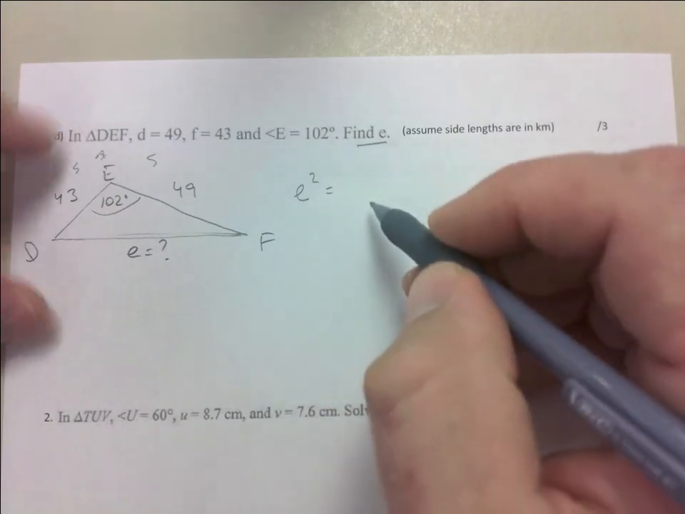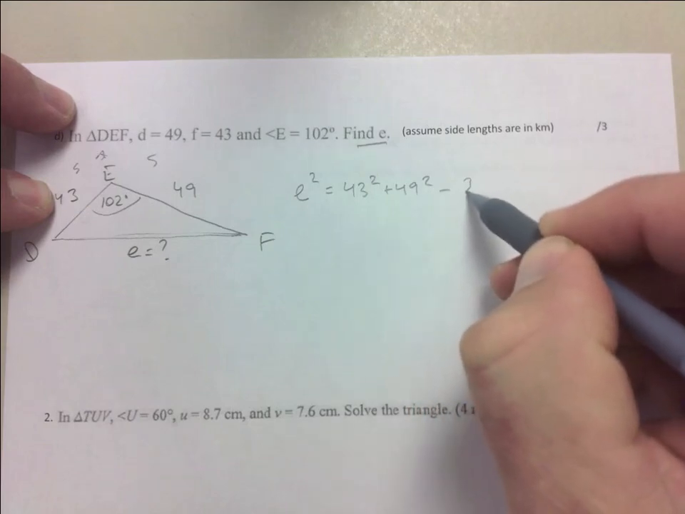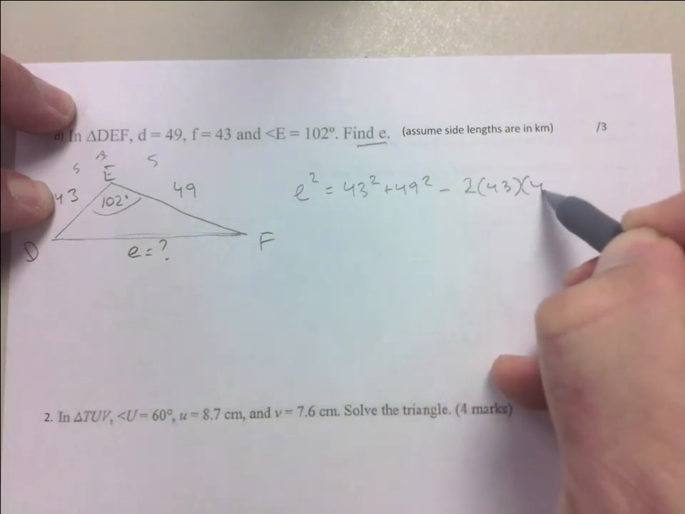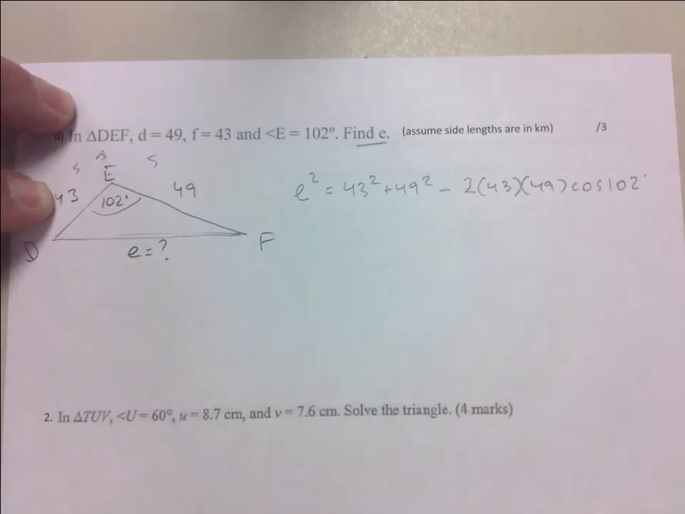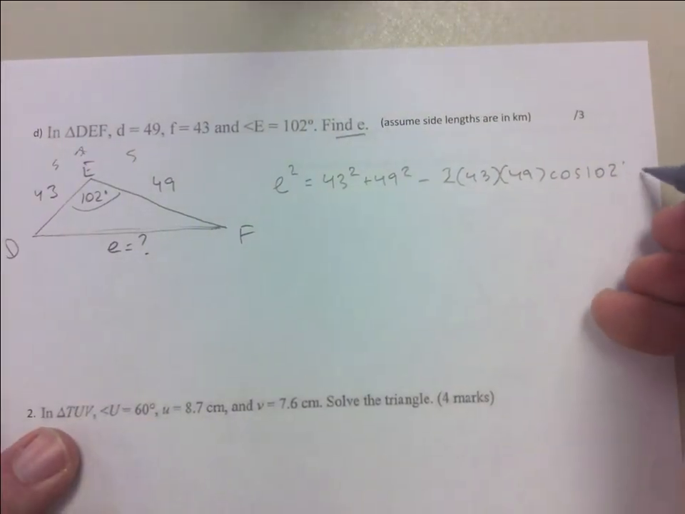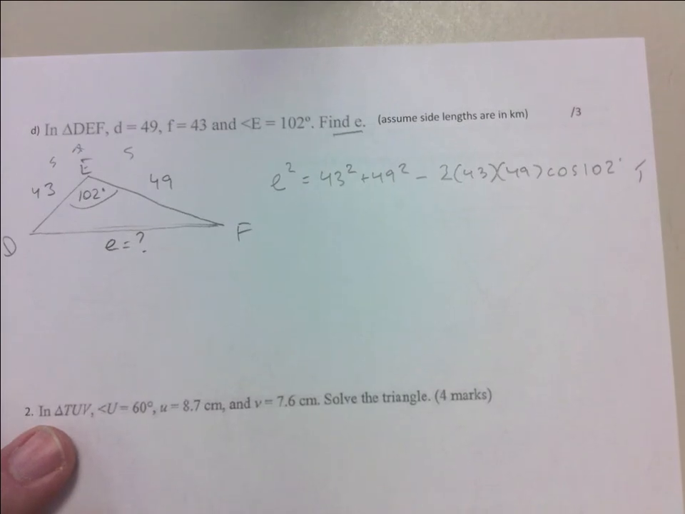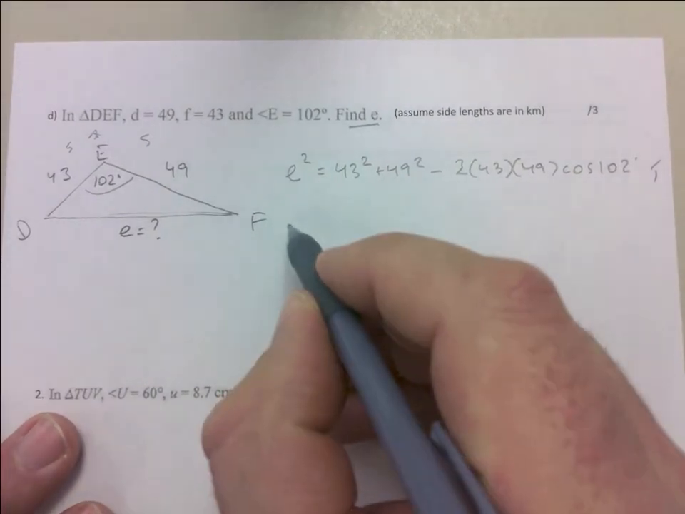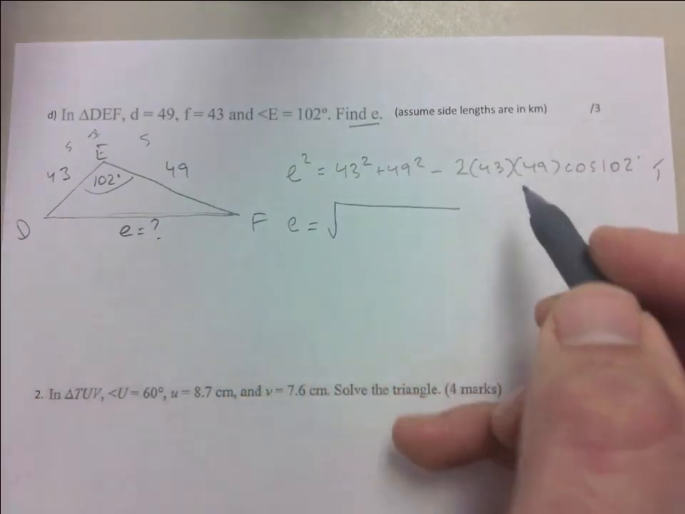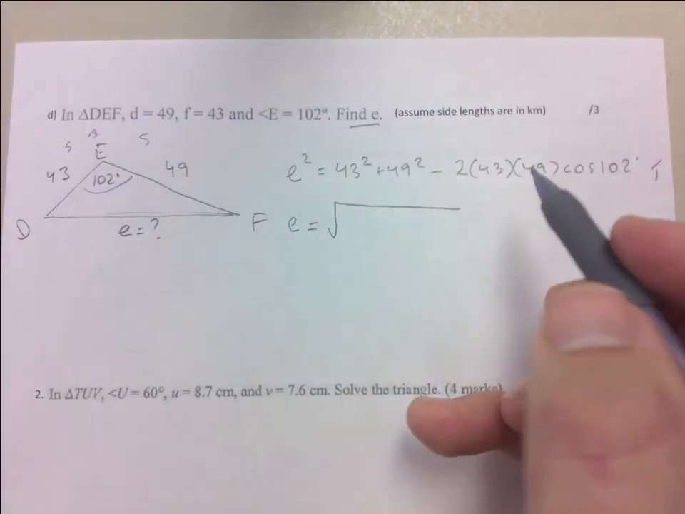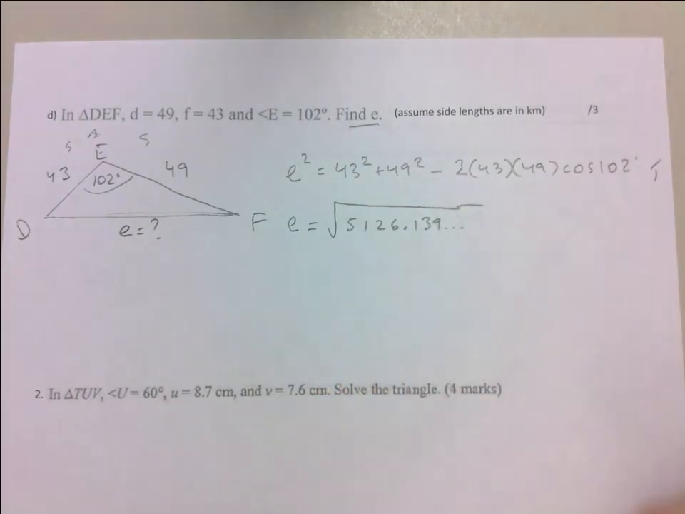E squared is equal to 43 squared plus 49 squared minus 2 times 43 times 49 times cosine of the only angle that is present, which is 102. You get a mark for correct substitution, identification that it's cosine law. Next is E is equal to, you take the square root of all of that. That would be 5,126.139, and that keeps going.